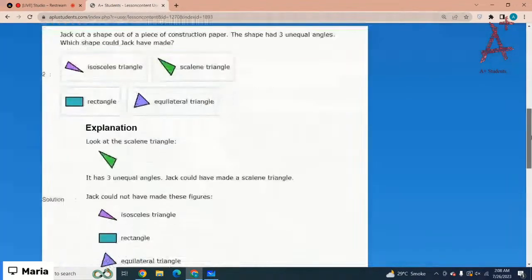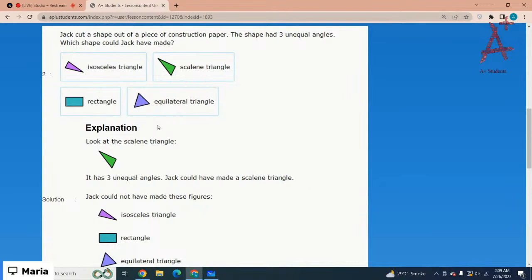Okay, the next one is Jack cut a shape out of a piece of construction paper. The shape had three unequal angles. Which shape could Jack have made? So, which is the correct option? You can see you have four options given. You have three options for the three-sided shape, one, two, and three, but three unequal angles.